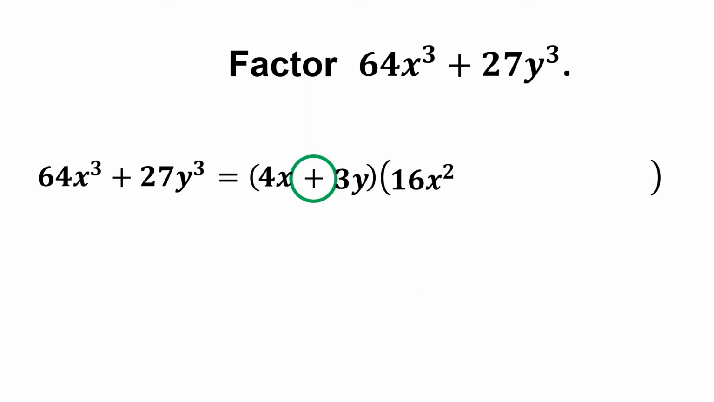Take the product of 4x and 3y. Their product is 12xy, but make it negative. Finally, take the square of 3y. The square of 3y is 9y squared. Therefore, the factored form of 64x cubed plus 27y cubed is 4x plus 3y times the quantity 16x squared minus 12xy plus 9y squared.